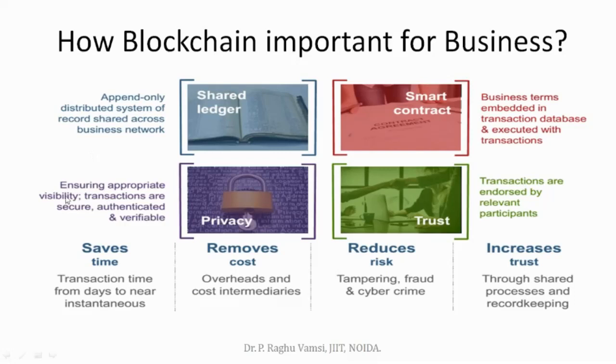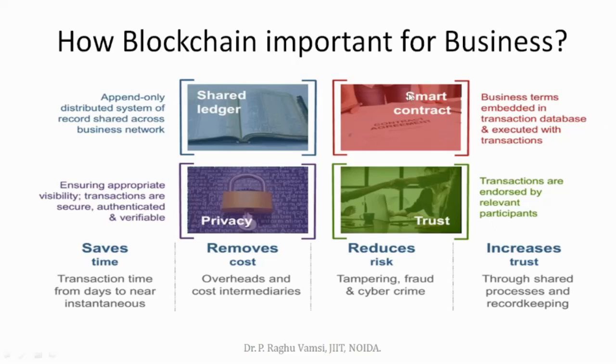So ensuring appropriate visibility, transactions are secure, authenticated, and verifiable. And obviously, if you reach these three things, security is there, privacy is there, and verification validations are there, then automatically trust will be built. So transactions are endorsed by the relevant participants and also the witnesses who we elected as the trusted one. So automatically the trust may build.